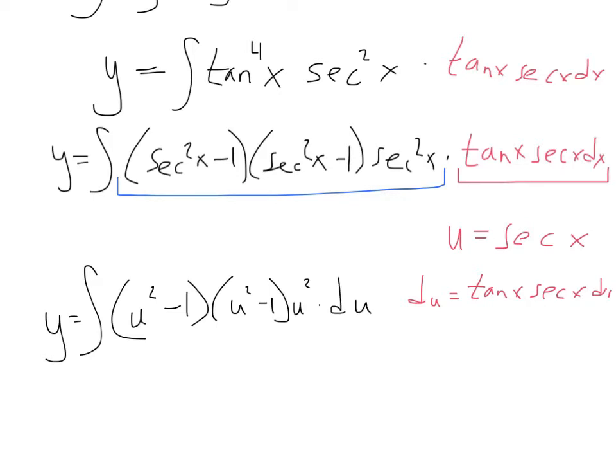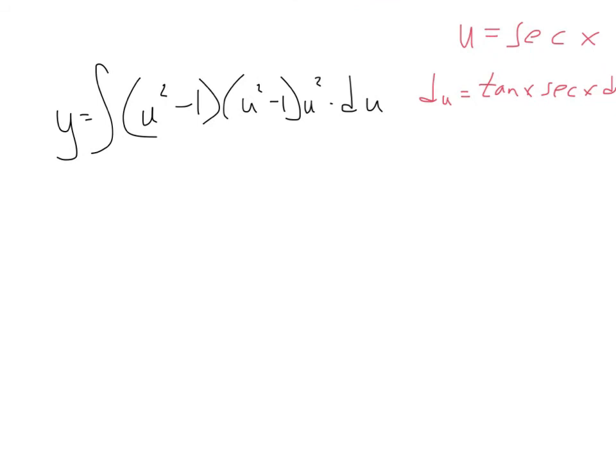And just like we've seen in these previous problems, by doing this little setup, we end up with a problem that's really quite simple to actually take the antiderivative of. Before I do the antiderivative, we have to simplify. So this is going to end up being u to the 6th minus 2u to the 4th plus u squared.